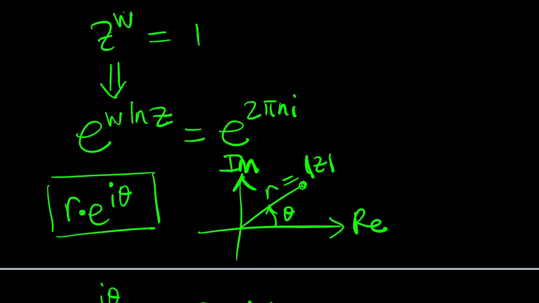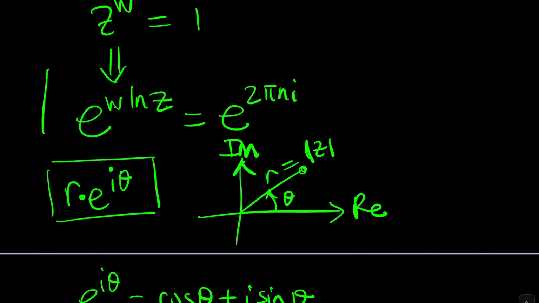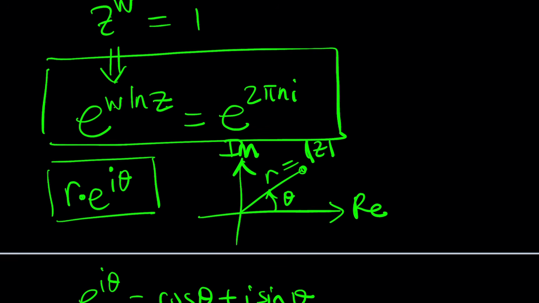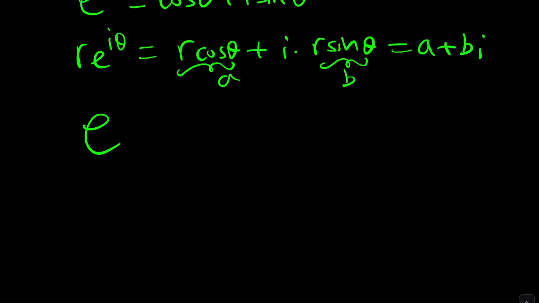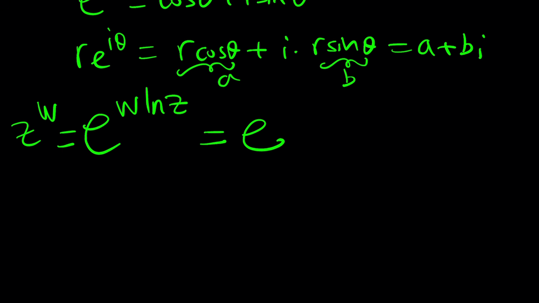But here's what we're going to do. Once we get this equation, actually we're in good shape because notice that both sides are exponential. And so let's go ahead and just copy that equation here, e to the power w ln z. And remember, this comes from z to the power w, which is equal to 1, which is equal to e to the 2 pi n i. Oh, by the way, I was just explaining why this is equal to 1.